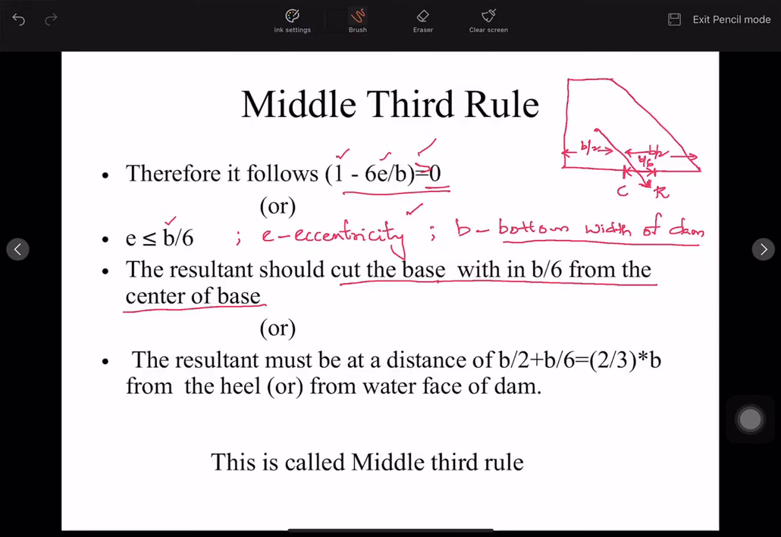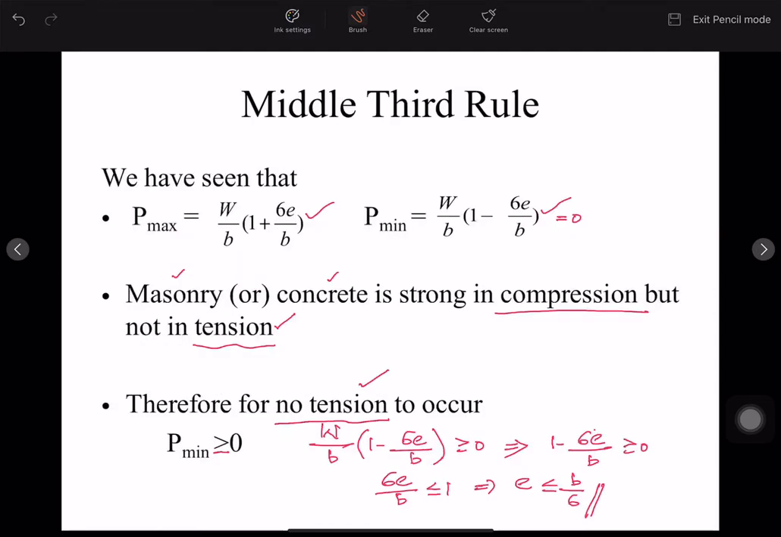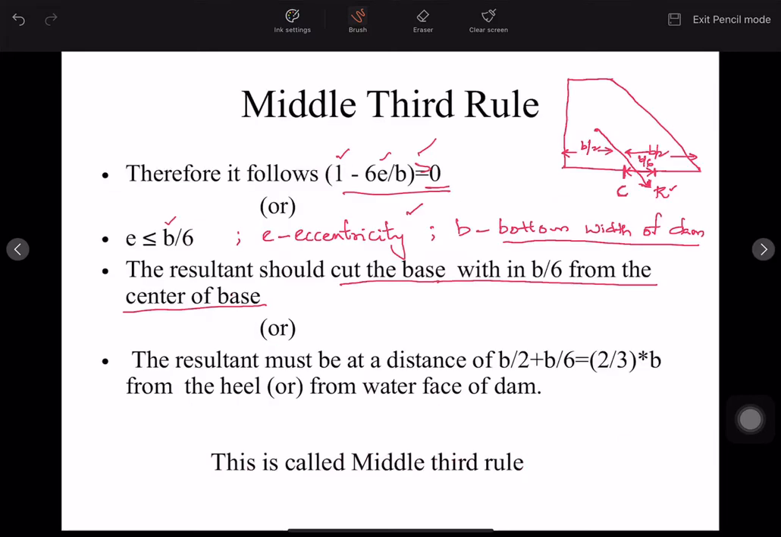So if this arc cuts the base within the b by 6 from the center of the dam, such a condition results in no tension in the dam material. So the resultant must be at a distance of b by 2 plus b by 6, nothing but 2/3 of b from the heel, right? From the heel or from the water face of the dam.